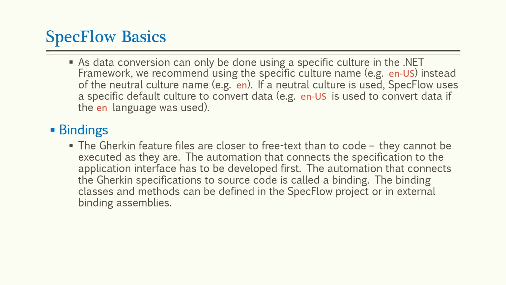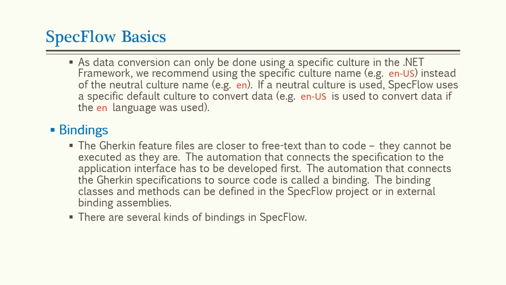Binding. The Gherkin feature files are closer to free text than to code. They cannot be executed as they are. The automation that connects the specification to the application interface has to be developed first. The automation that connects the working specification to source code is called binding. The binding classes and methods can be defined in the SpecFlow projects and external binding assemblies.